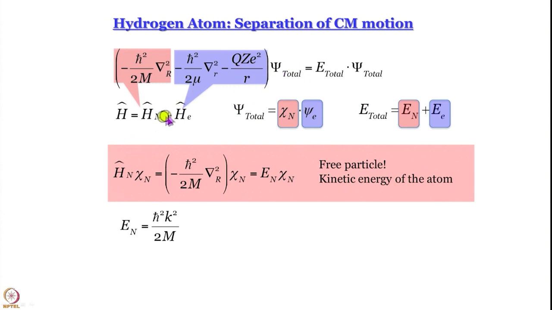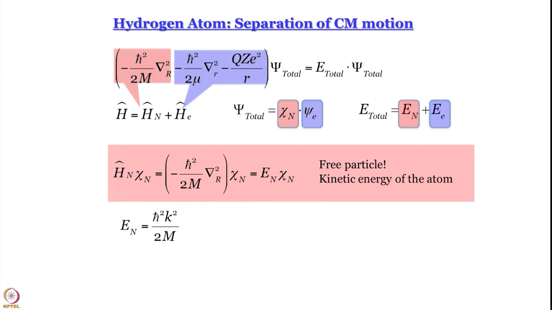So the Hamiltonian separates into hn and he, and as we see, we can write the total wave function as a product of a nuclear part and the electronic part. Energy we can write as a sum of, well, not really a nuclear part, energy for movement of center of mass and energy of the electron with respect to the nucleus. So we can collect all the terms in the center of mass coordinate and write a Schrodinger equation, which is exactly the same as what we got earlier for free particle. And that gives us the kinetic energy of the atom as a whole, the entire hydrogen atom moving in space.